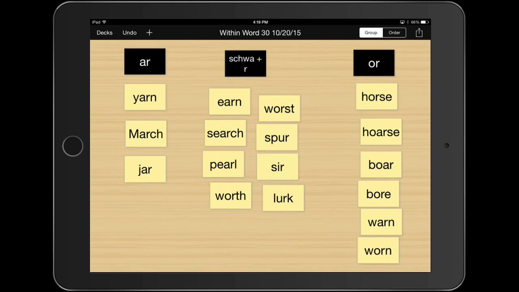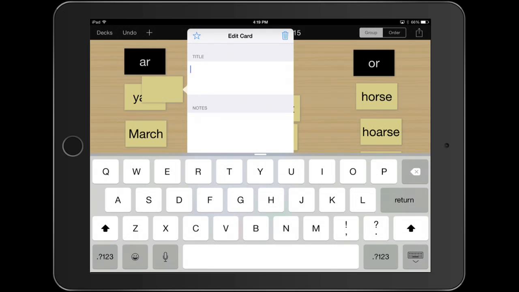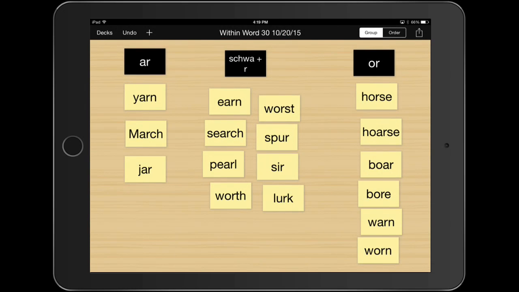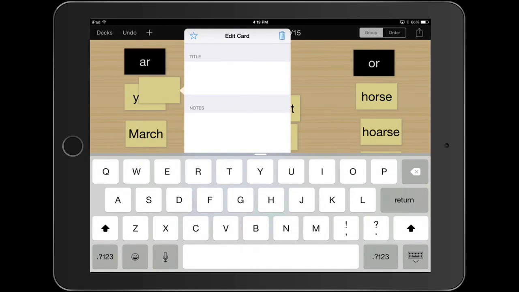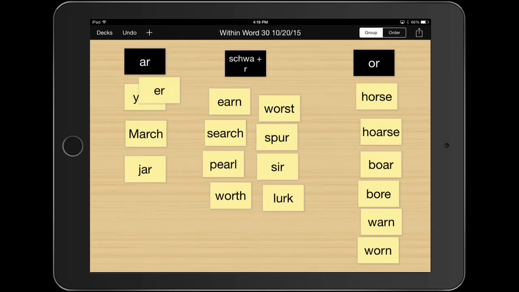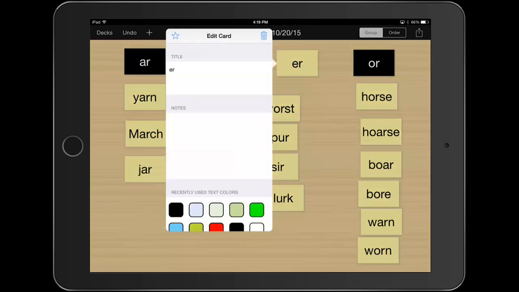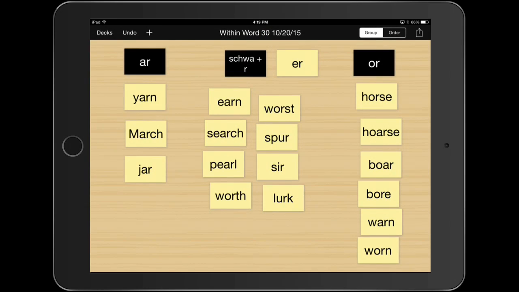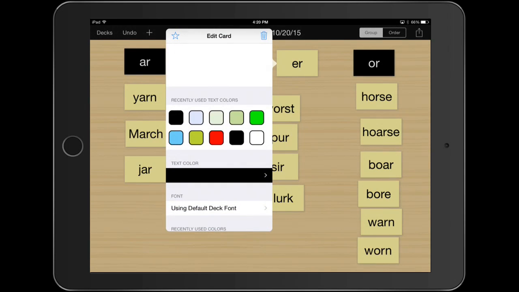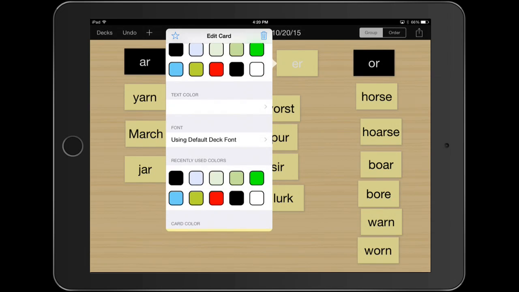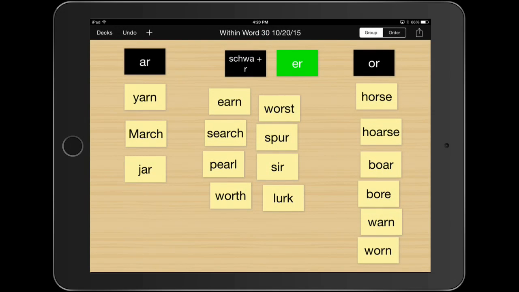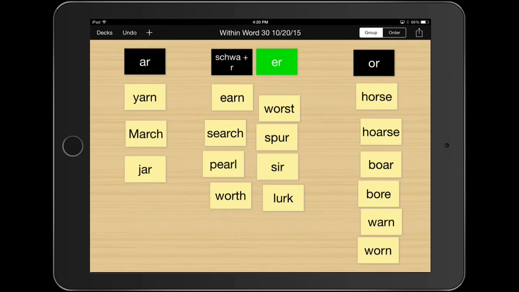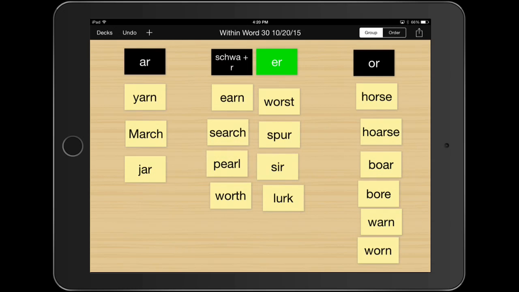However, I think as a third grader, that's a little confusing, so why don't we make things easier and just go ahead and add a card by pressing on the plus sign in the top left-hand corner of your screen, right next to undo. And all you need to do is write in there ER. And if you want to color code it, double click on the word on the card, double click on ER, and let's make it green.